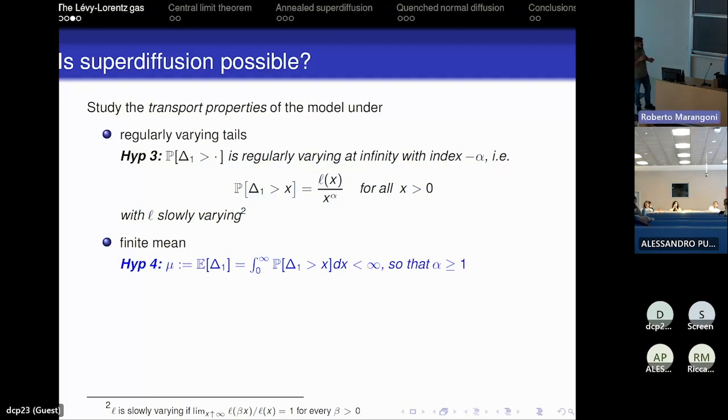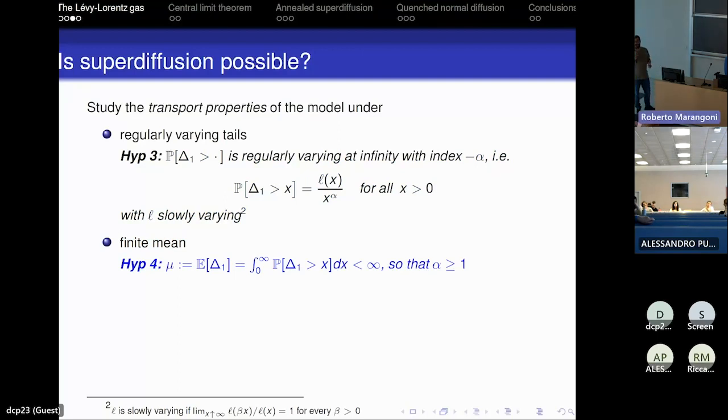This means that alpha cannot be smaller than 1. When alpha is equal to 1, the function L must ensure finite expectation. When alpha is larger than 1, L can be any. Okay, so we want to understand the properties of the motion of the process xt under this hypothesis.